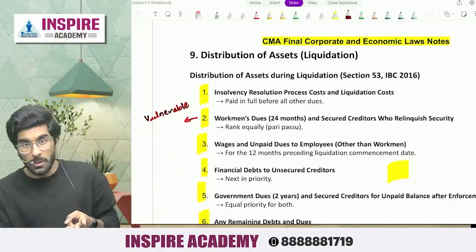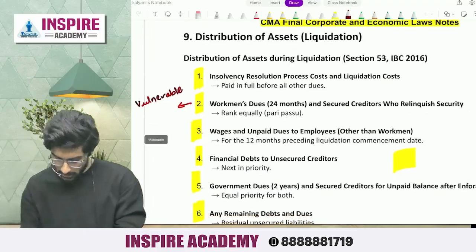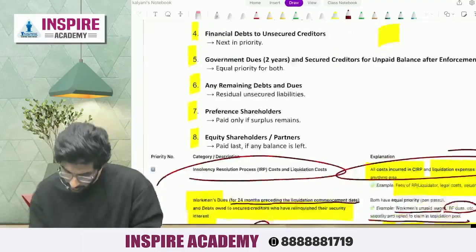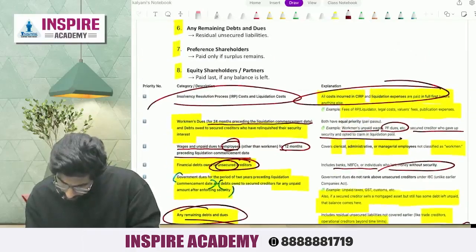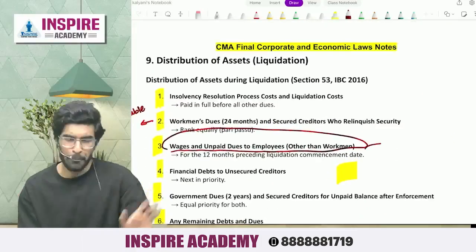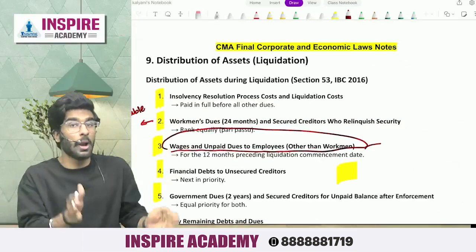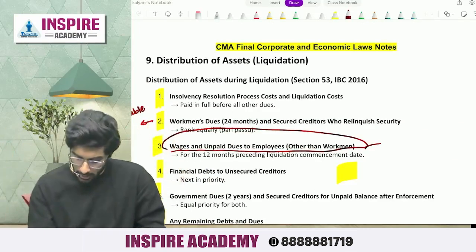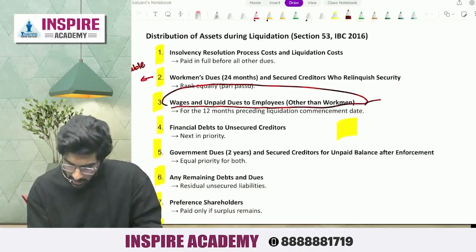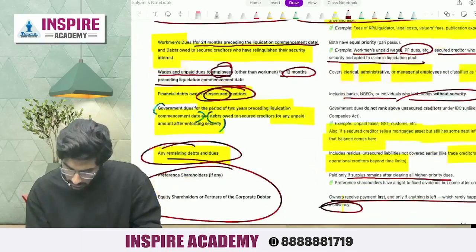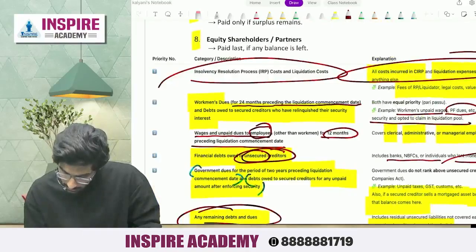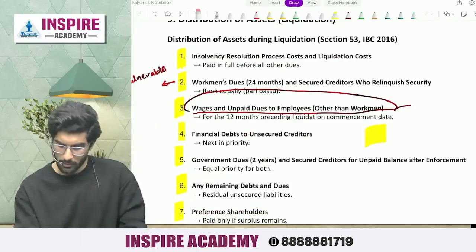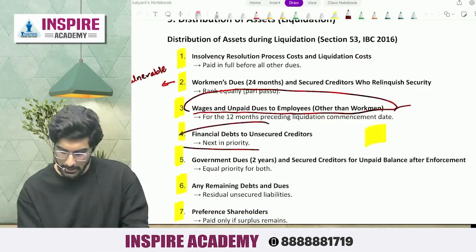Okay. Now next, people, is wages and unpaid dues to the employees other than workmen. Next is employees. Employees' duration is 12 months. For workmen it is 24 months. For employees it is 12 months. Now next, people, the next priority is unsecured creditor. Let's come over here. Unsecured creditor. So after employees, it is unsecured creditor.